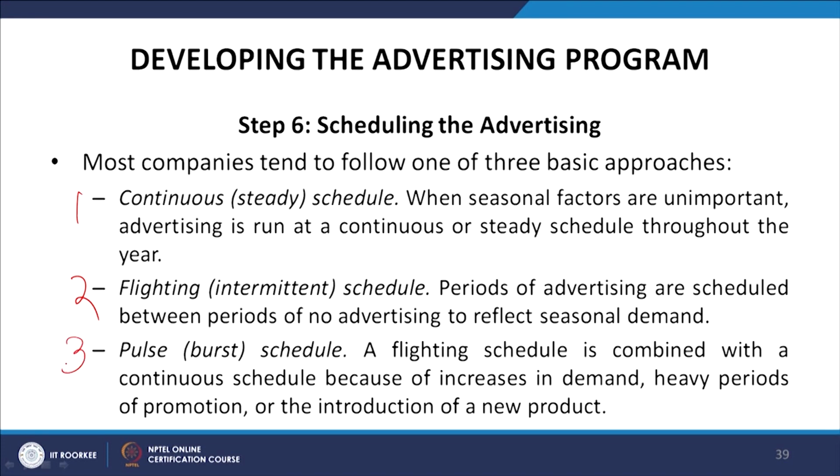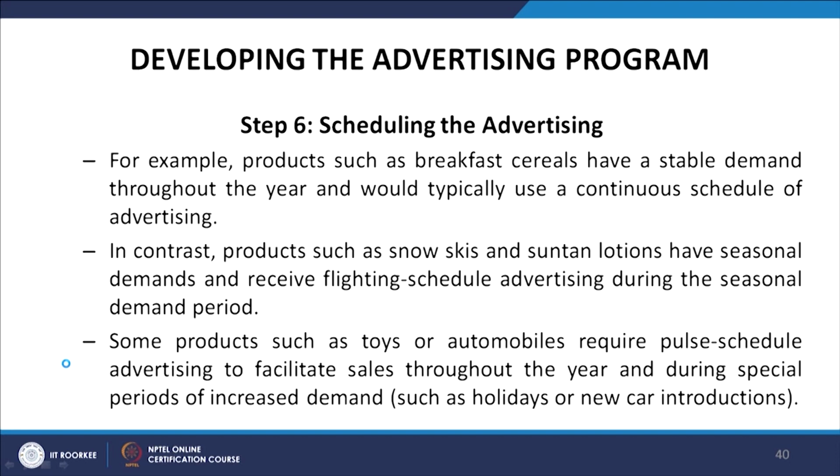The third is the pulse or burst schedule. A flighting schedule is combined with a continuous schedule because of an increase in demand, heavy periods of promotion, or the introduction of a new product. For example, products such as breakfast cereals have a stable demand throughout the year and would typically use a continuous schedule of advertising. In contrast, products such as snow skis and suntan lotions have seasonal demands and receive flighting schedule advertising during the seasonal demand periods.